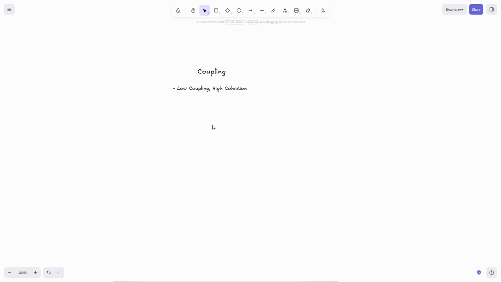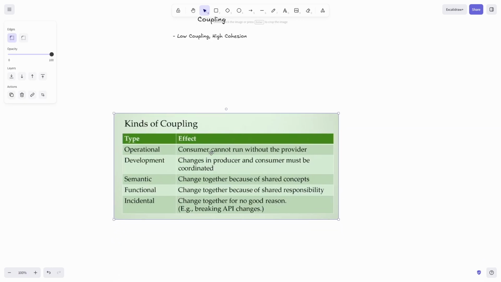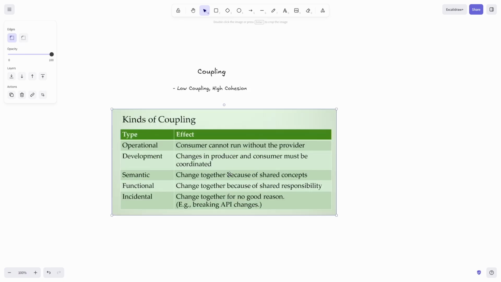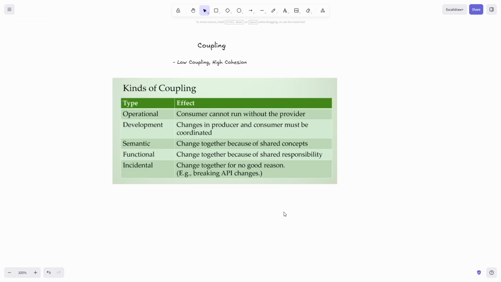But there are a lot of types of coupling. I actually have this screenshot I took from a YouTube video, which I will link in the description, where the video explores in much more detail than I will do here the concept of coupling and the different types of coupling, which I actually find really interesting.